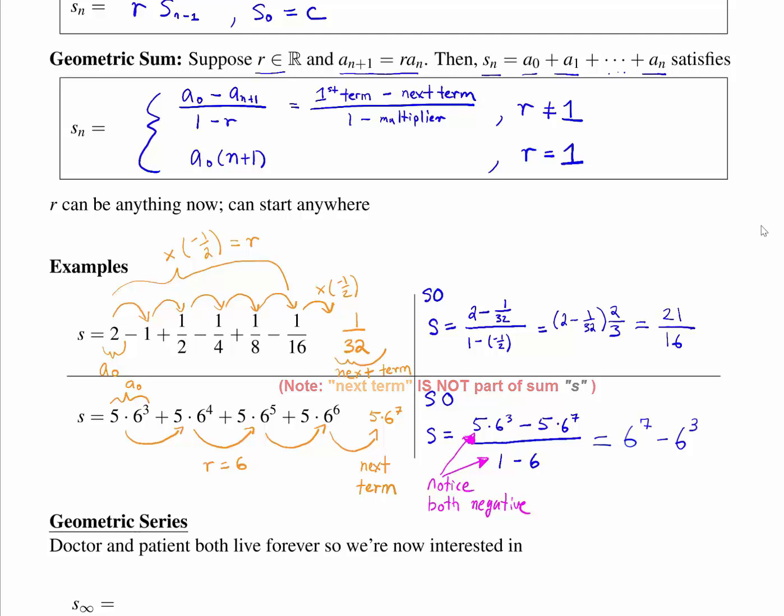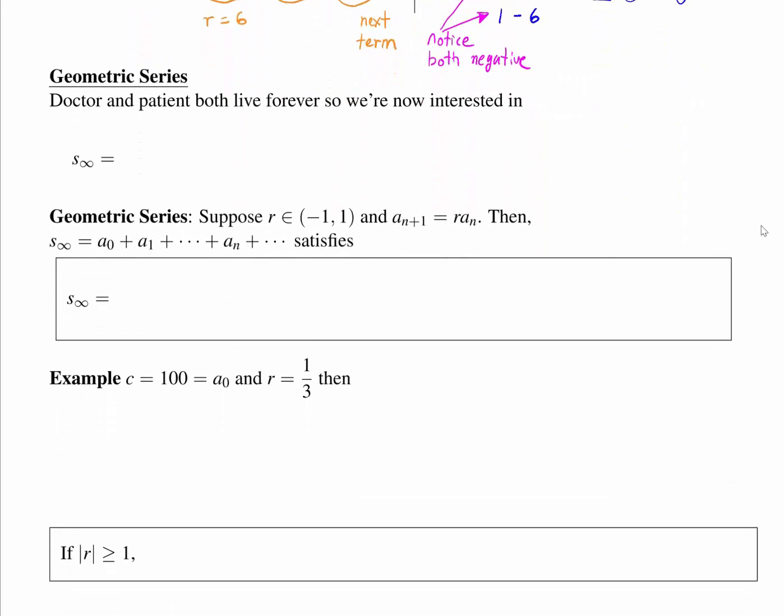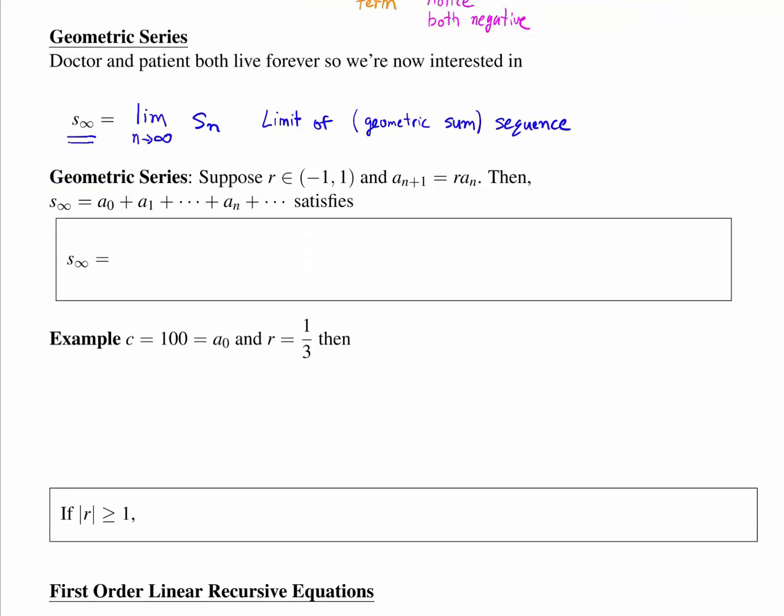Moving on to geometric series. Well, it turns out that both the doctor and the patient live forever, and so we are interested in S infinity, the limit as n goes to infinity of Sn, if you like, the infinite sum. This is the limit of the geometric sum sequence, and this brings us to geometric series.